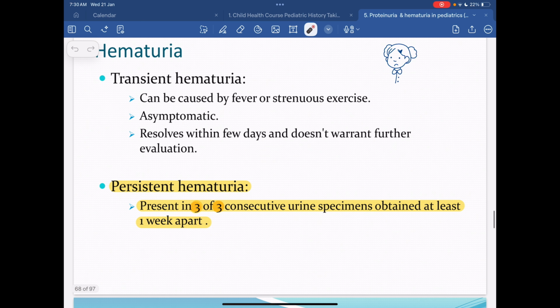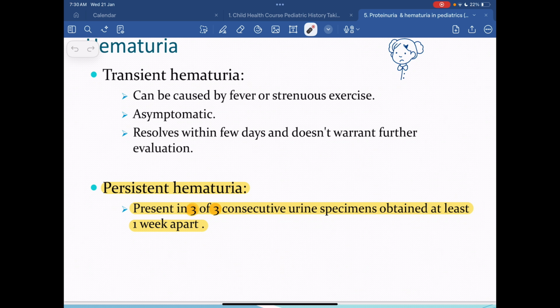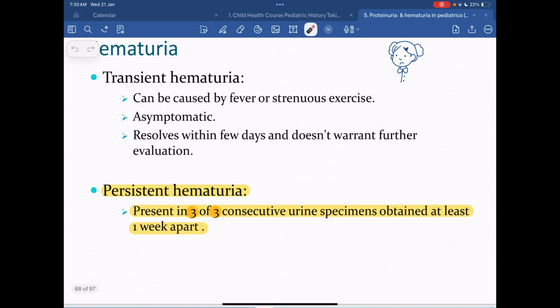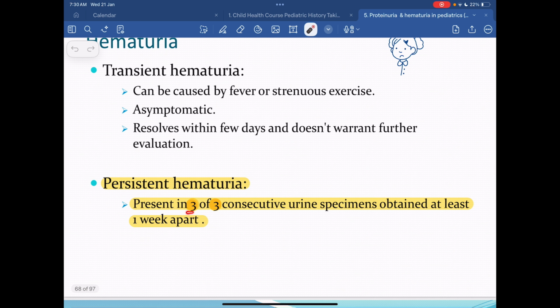Whereas persistent hematuria, I'm telling you, number 3: hematuria is present in 3 out of 3 consecutive urine samples, and each sample is obtained at least 1 week apart. So to diagnose someone with persistent hematuria, how many weeks do we need? 3 weeks. Each one is an early morning sample and we see hematuria in it. So it is present in 3 out of 3 consecutive urine specimens obtained at least 1 week apart.